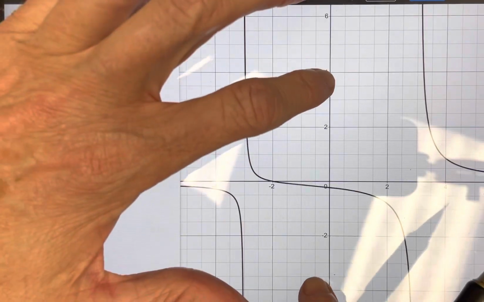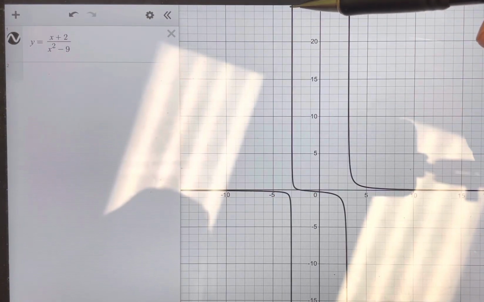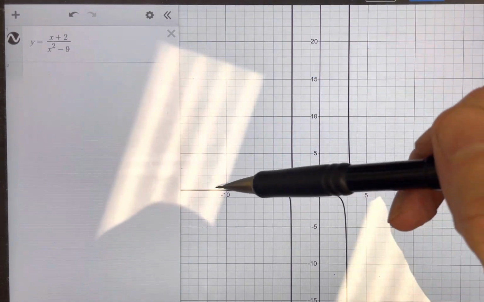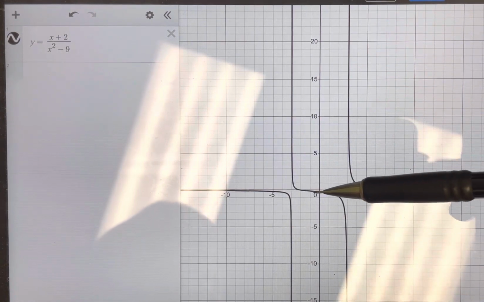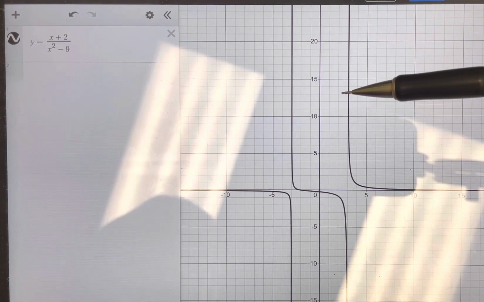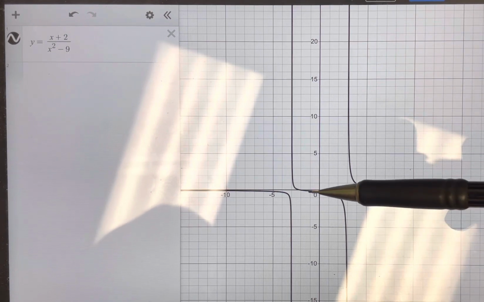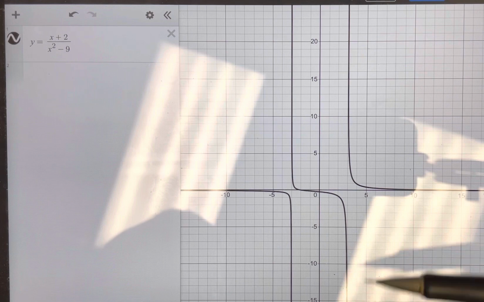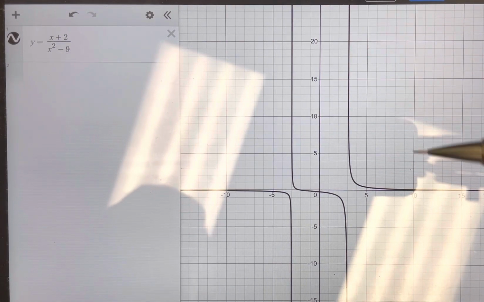Let's scroll in and you can see I'm coming in and you can see here there's a line shaping the graph right here. As it comes in from the left, it goes down and hugs that line. As it comes in from the right, it goes up and hugs that line. And there's another vertical line shaping the graph right here. As it comes in from the left, it goes down and hugs that line. As it comes in from the right, it goes up and hugs that line.